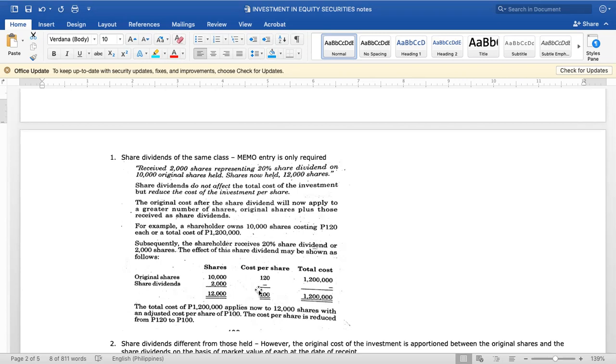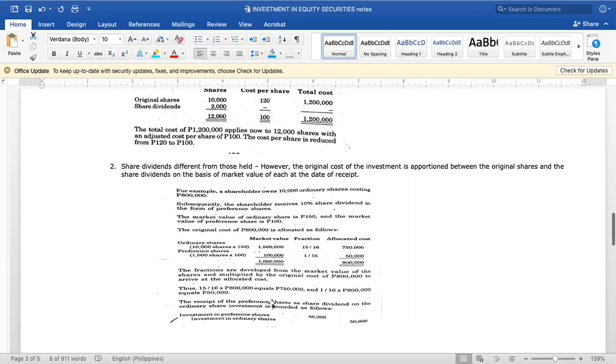Di ba? Ingon ko kagina, share dividend increases your shares. Yes, increase. It does not affect your total investment account or total cost of investment, 1,200,000, but it reduces the cost per share from 120 to 100. Okay, so kana lang siya. So this time now, ang value sa imong per share is 100 na. So if magbaligya ka, ang carrying amount is at 100 na.